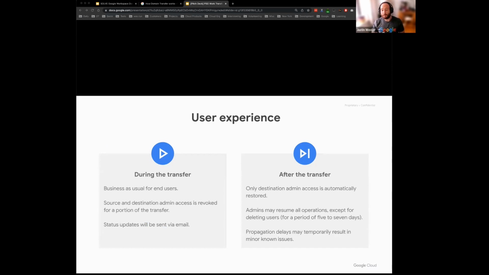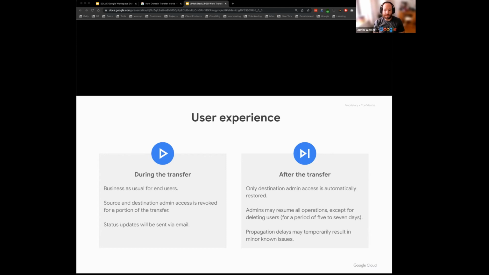From a user experience perspective, during the transfer, end users, business as usual. Use the tools as you were, no business interruption, no need to do this during off hours. In fact, we don't execute transfers in off business hours for the region that we're running this in. We do most of our transfers right in the middle of the day. Source and destination admins will have their access revoked for a portion of the transfer, as Colin was mentioning before. And we will communicate through email, which is the best route we have for the status of the transfer.